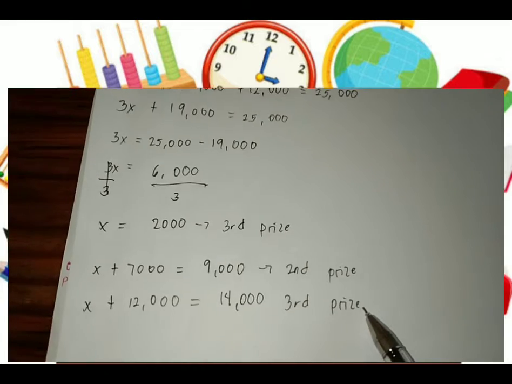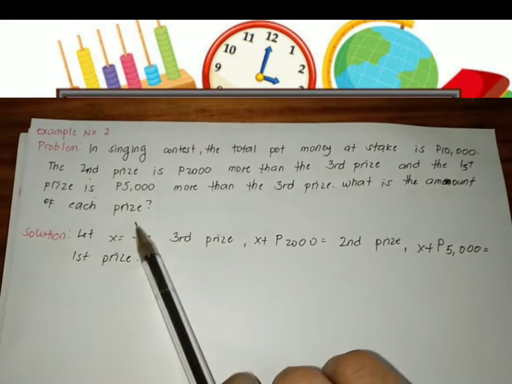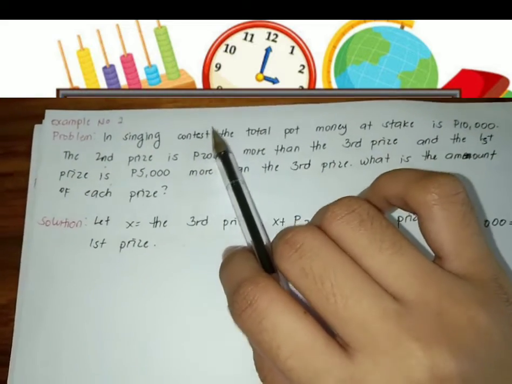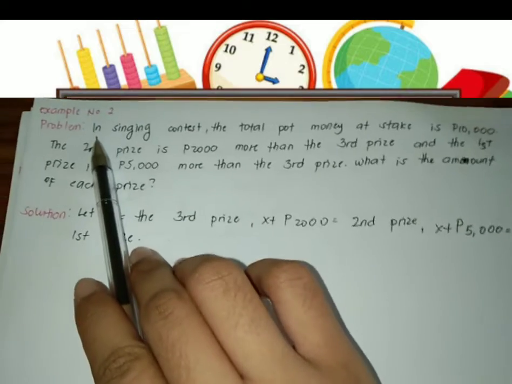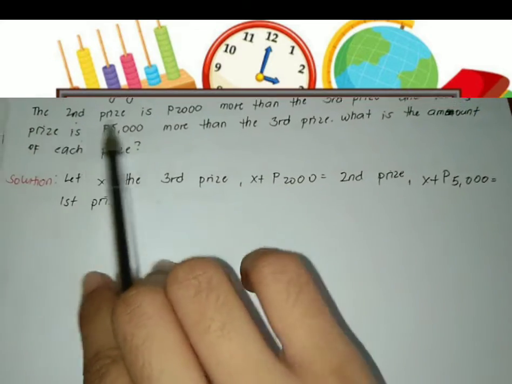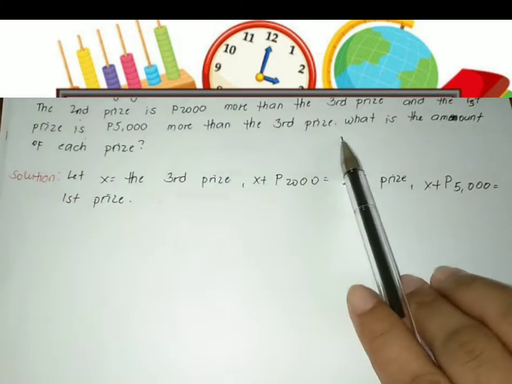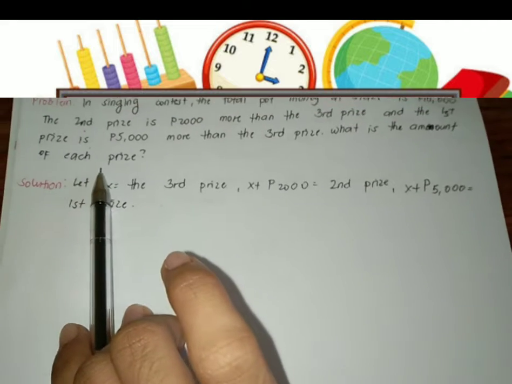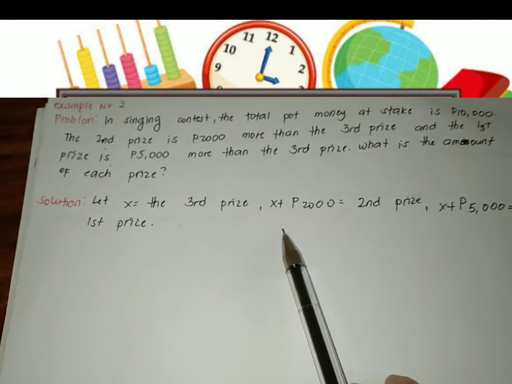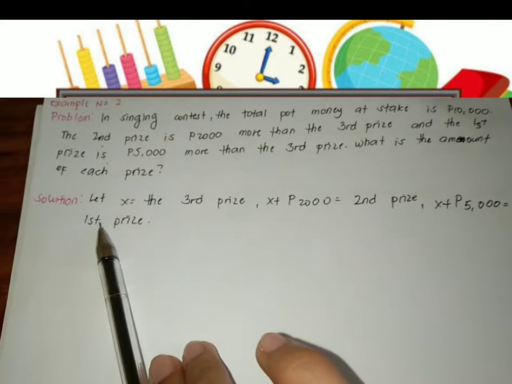Now we are going to move on to example number 2 in problem number 3. The problem is: in a singing contest, the total pot of money at stake is 10,000. The second prize is 2,000 more than the third prize, and the first prize is 5,000 more than the third prize. What is the amount of each prize? The solution: let x equal the third prize, x plus 2,000 the second prize, and x plus 5,000 the first prize.